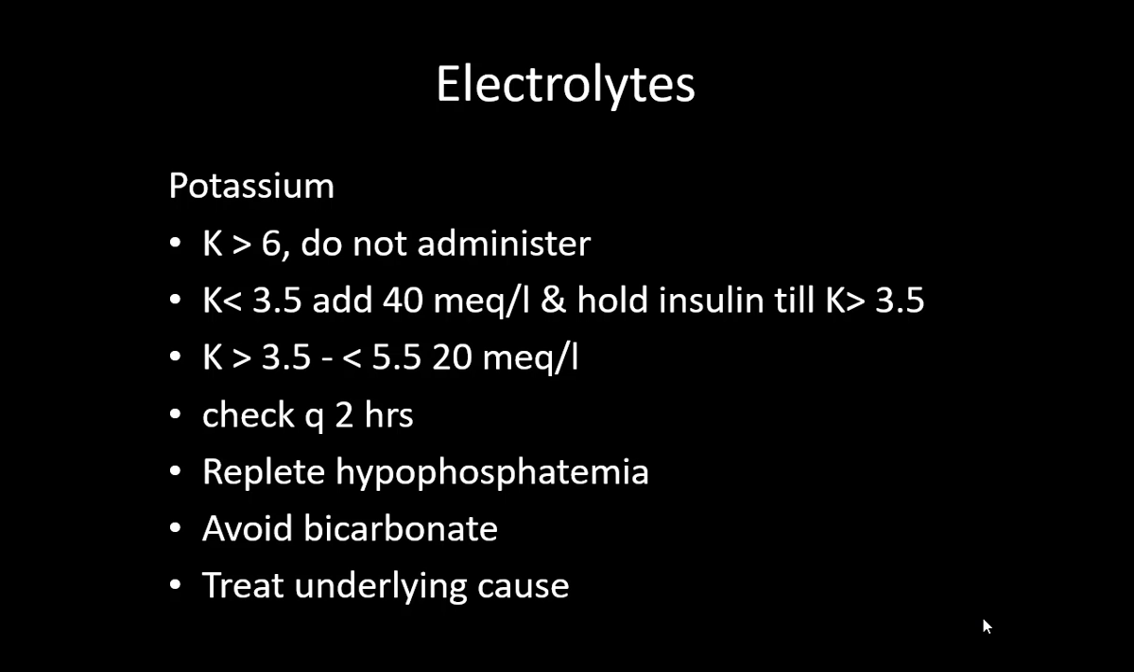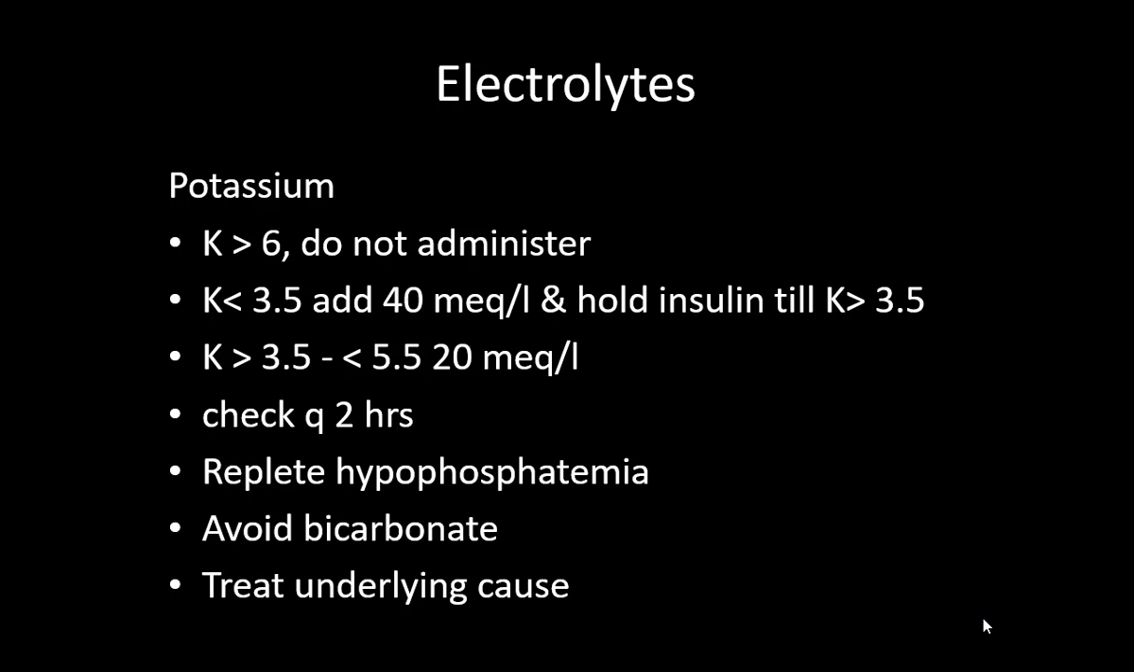So first correct the electrolyte. If your potassium is more than 6, do not administer potassium and start with your insulin therapy after your fluid resuscitation. If the potassium is less than 3.5, first correct potassium. Add 40 milliequivalents if you have a central line; if you have a peripheral line, add it into the saline fluid, and hold insulin till your potassium is above 3.5. Certain books have written 3.3 also, but 3.5 is generally the accepted norm. If the potassium is between 3.5 and 5.5, 20 milliequivalents per liter has to be added. Always keep on checking it.